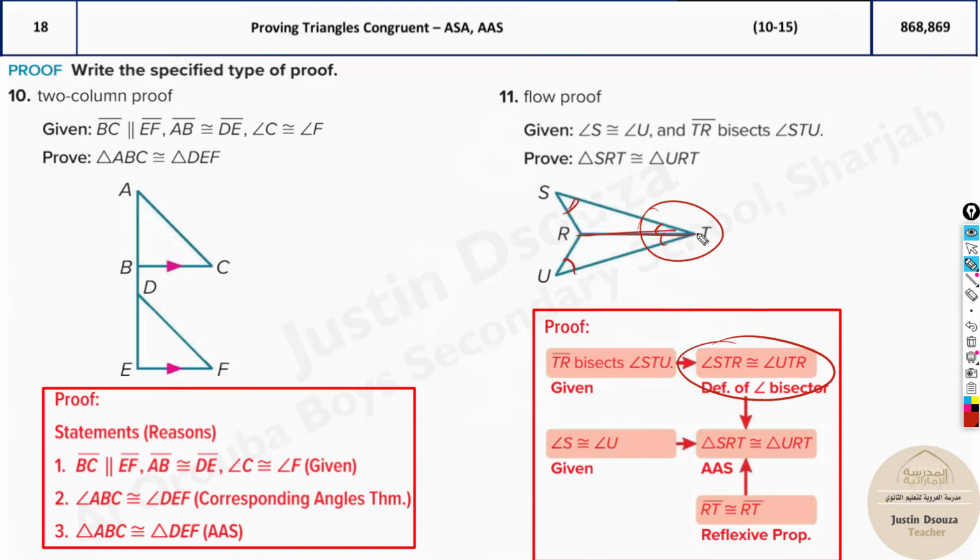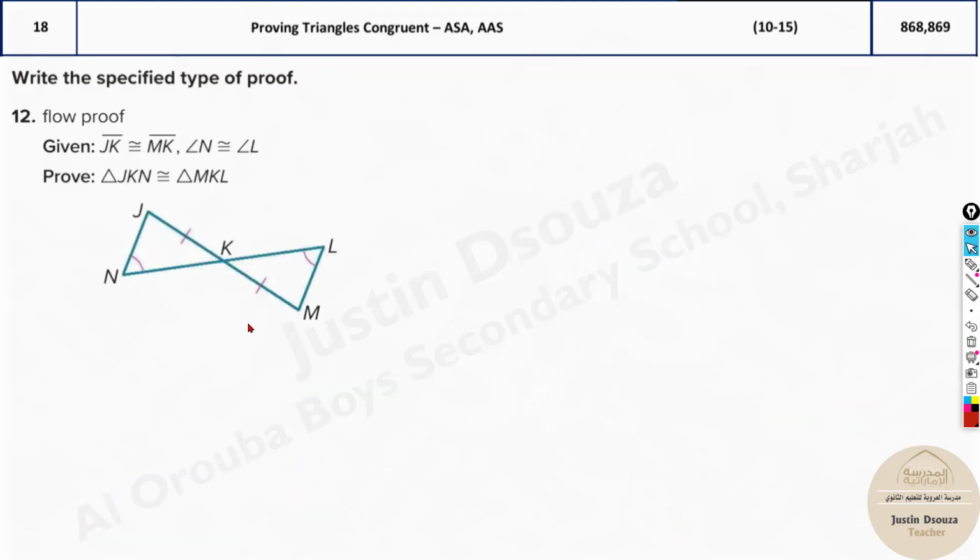Look at this side, RT. It is the common side for both these triangles. That means they both are equal. So that is the reflexive property. RT is equal to RT. Now, basically you solve it up. From what? It is the angle, angle, side postulate. And that's why they both are congruent. Similarly, please do these problems as well.